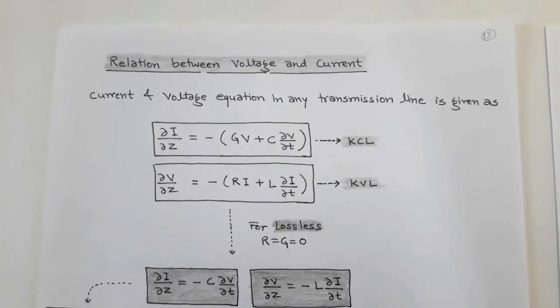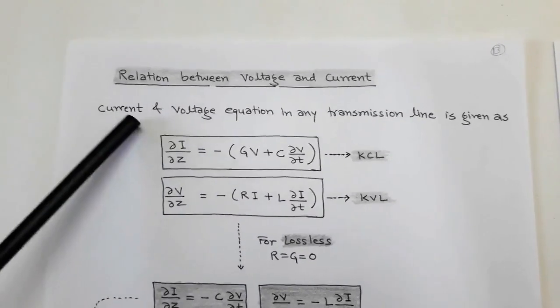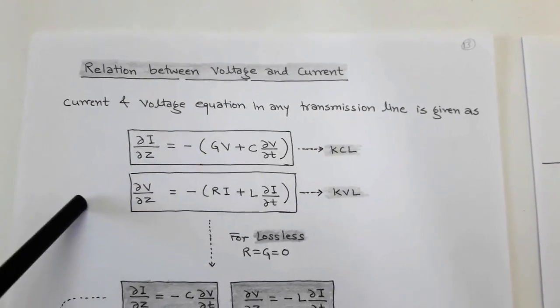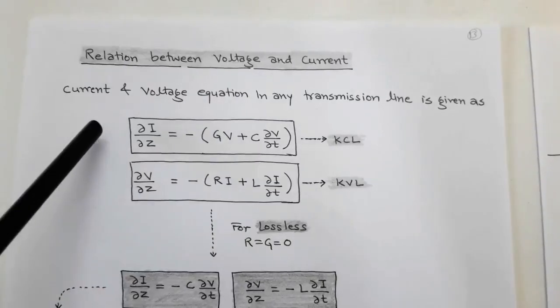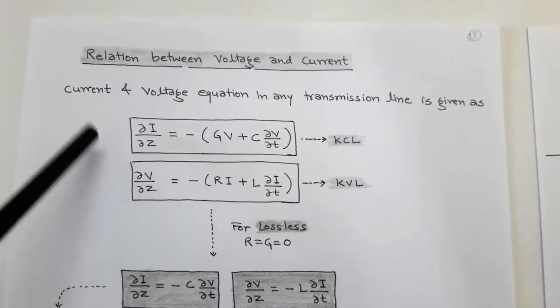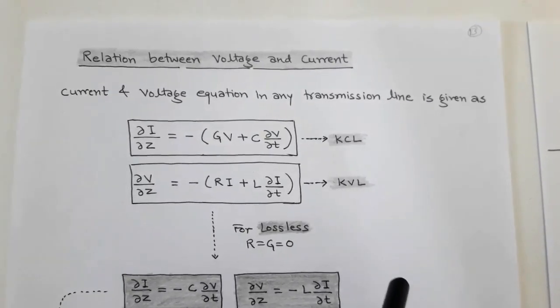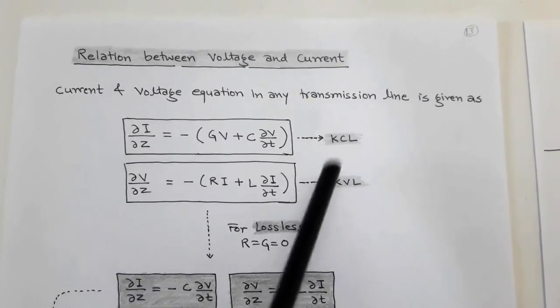The topic is the relation between voltage and current in lossless propagation of a transmission line. As we know, the current and voltage equations in any transmission line are given by KCL and KVL, that is, by using circuit theory.